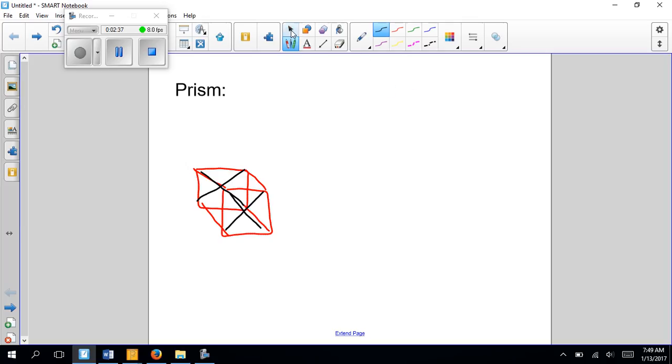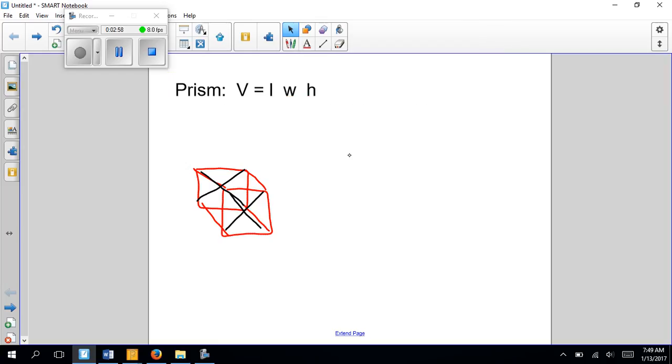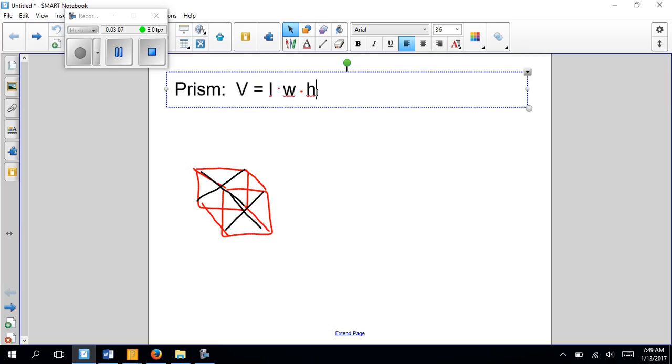The formula for your prism, anytime you have these, is volume equals length times width times height. Okay? Length times width times height. If you don't want to write it that way, the X's make it kind of confusing, you could put a dot in there just to show length times width times height. That's our best bet for a prism.